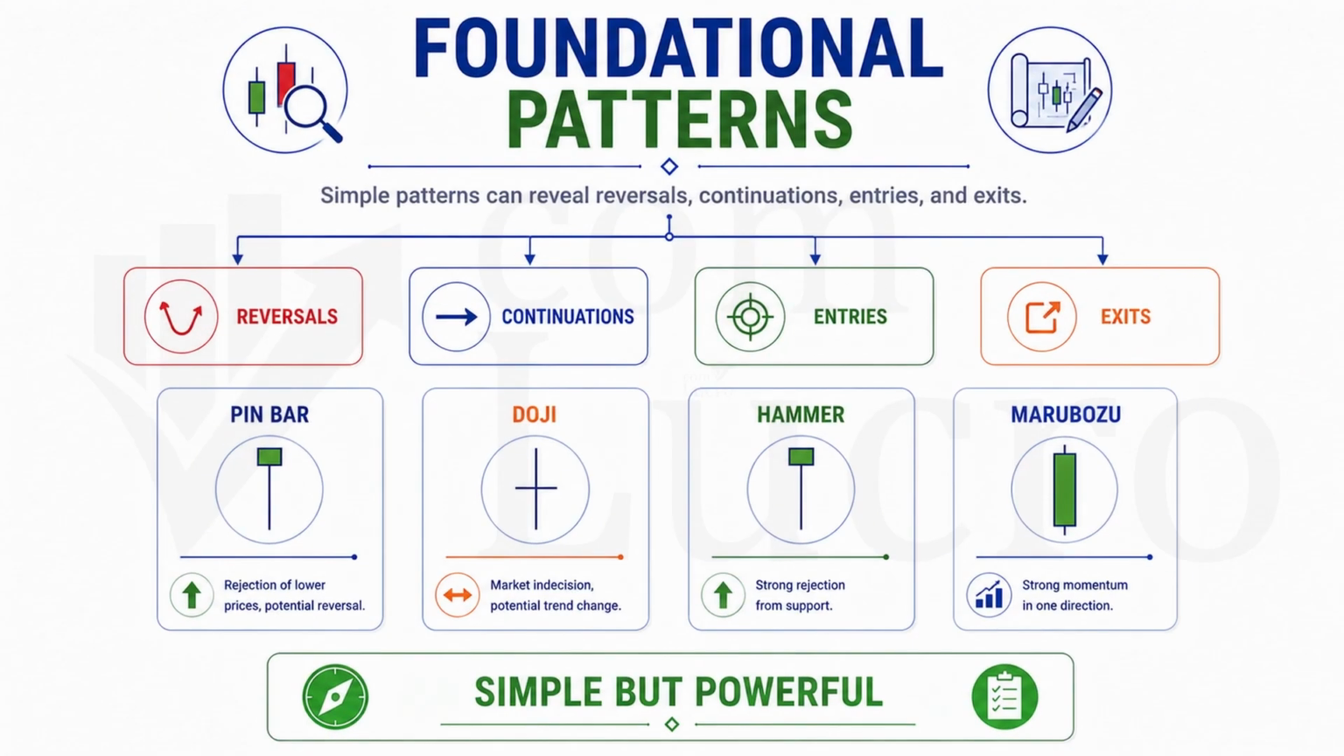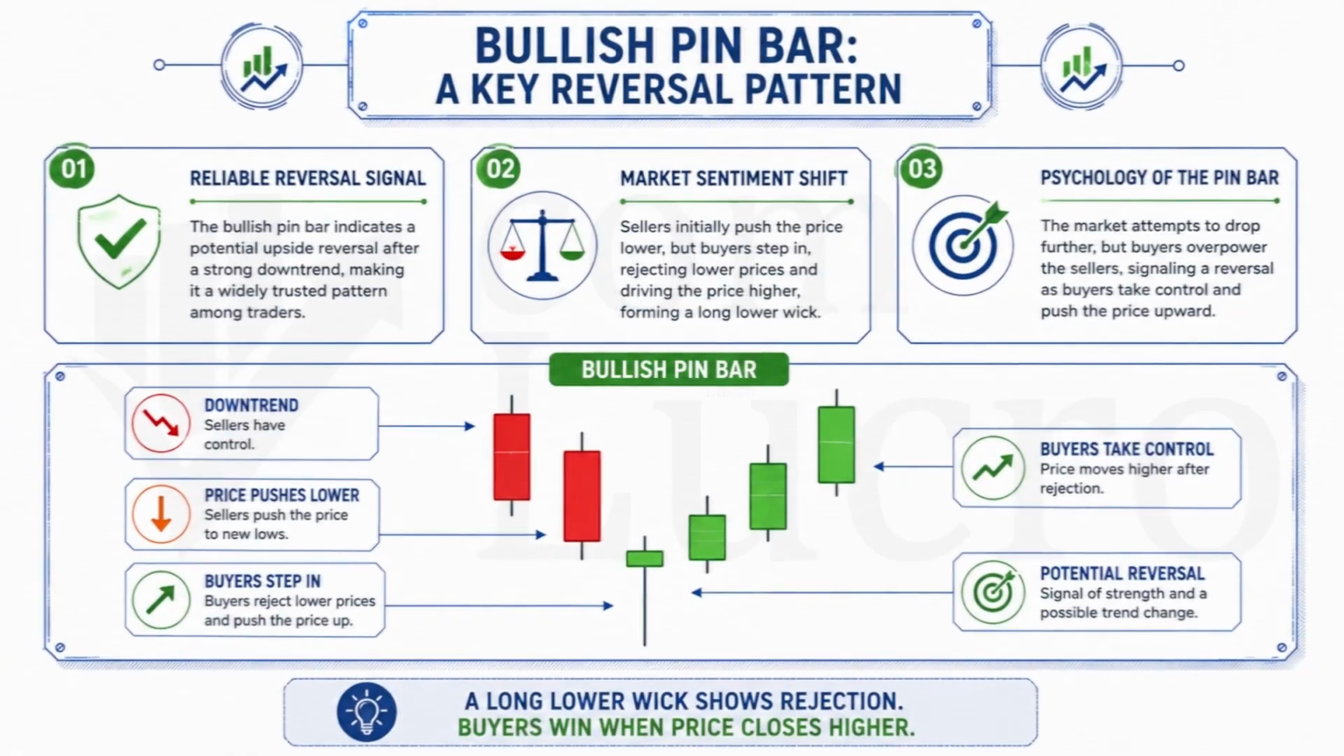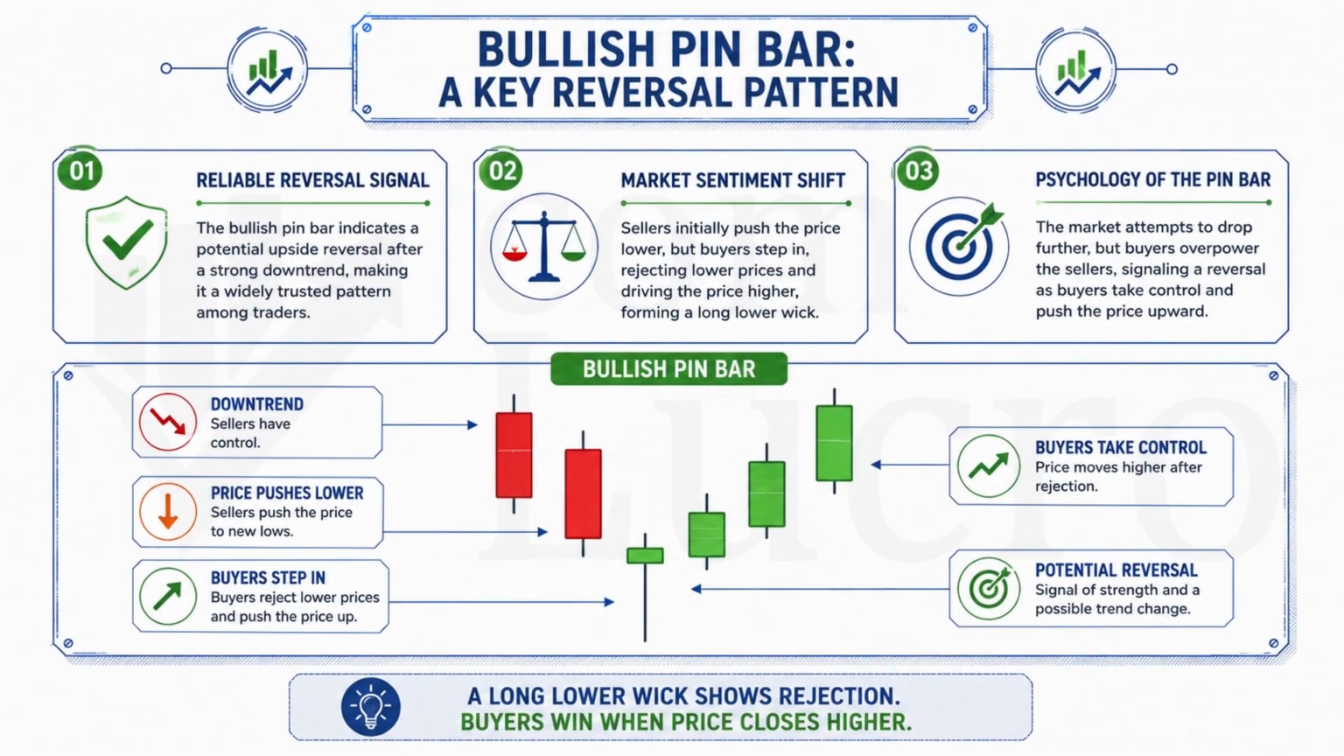With that established, let's explore the most foundational patterns, ones that give real insight into reversals and continuations, and clear signals for entering or exiting. Let's start with a few patterns that are simple yet powerful, indispensable for any trader. First, the bullish pin bar, one of the most reliable reversal patterns in price action. It signals a reversal to the upside, especially after a strong downtrend or at key support.